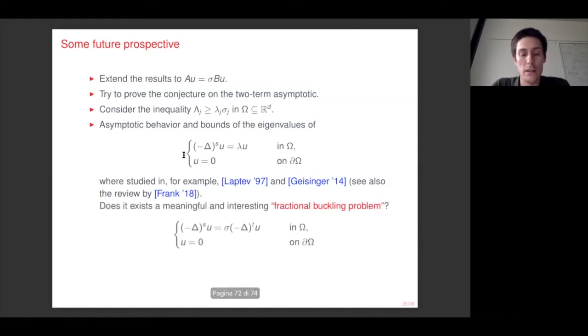So maybe it could be interesting also to investigate the fractional buckling problem, that is this type of problem here, where we are considering two different fractional powers of the Laplacian.